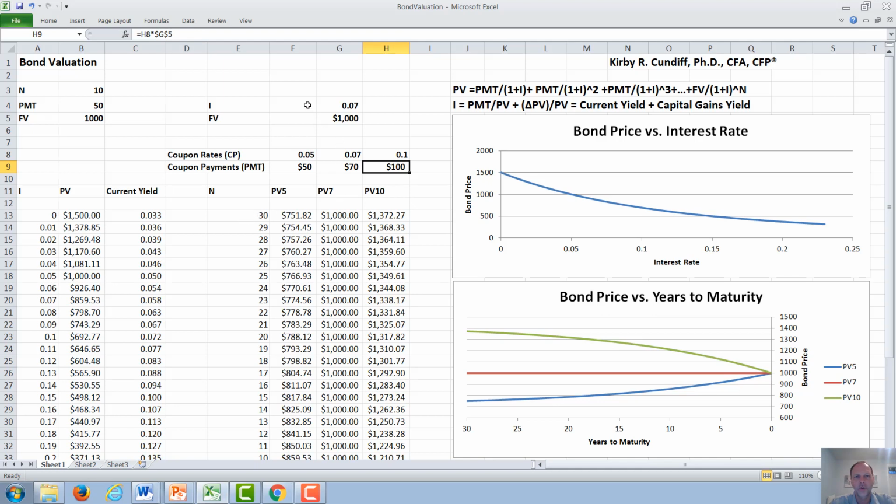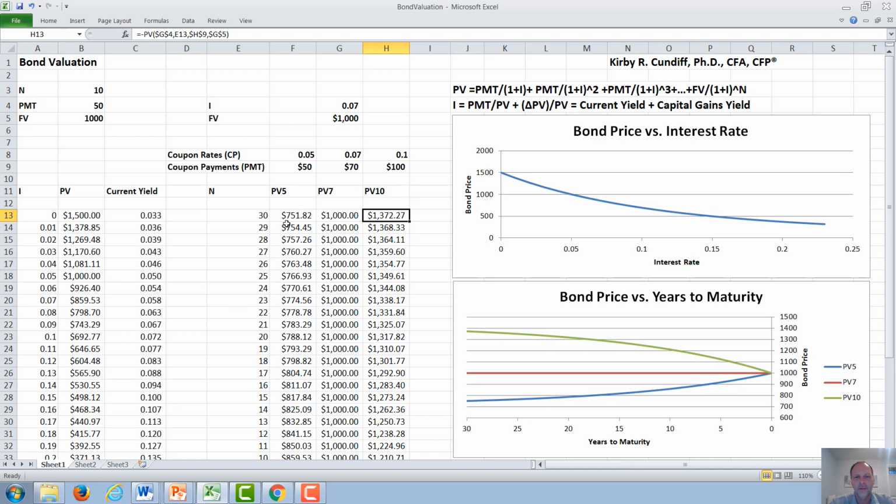Since our discount rate is 7%, our bond with a coupon rate of 7%, or a $70 payment, will be a value of $1,000 no matter the number of years to maturity. Our bond with a coupon payment of $50, on the other hand, is going to start out with a value below par because the interest rate demanded by the market of 7% is higher than the coupon rate of 5%. Our bond with a coupon rate of 10%, or a payment of $100, will start out at a premium because the interest rate demanded by the market, 7%, is less than what is actually being paid, 10%.